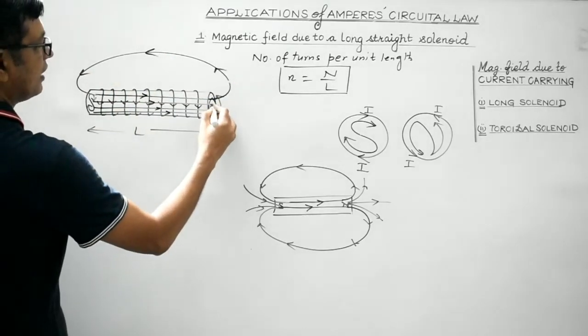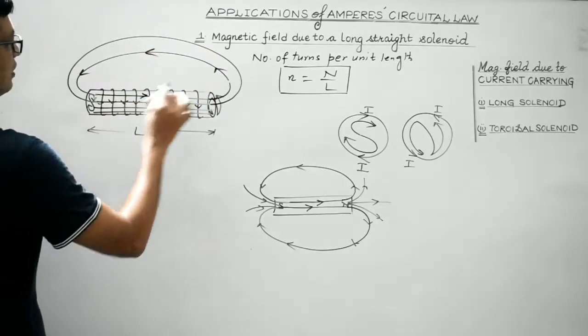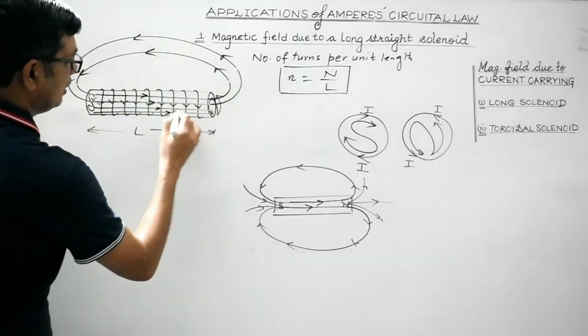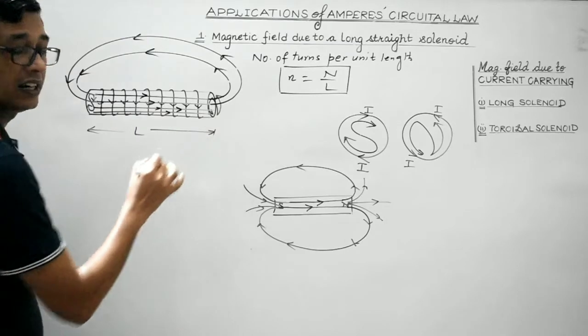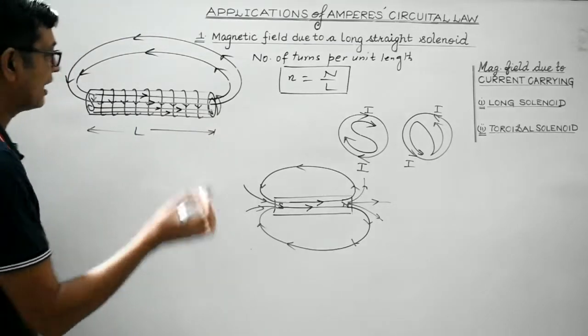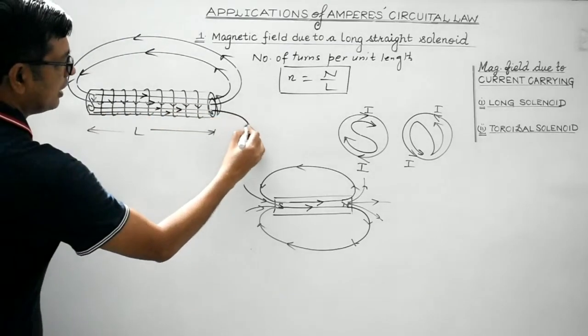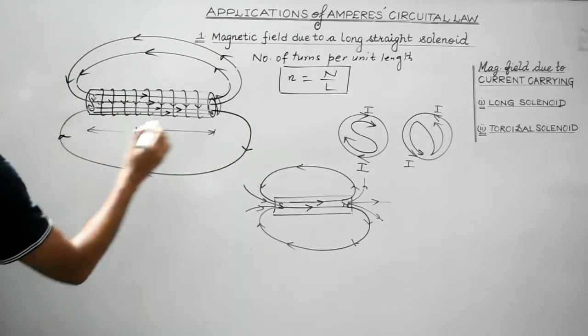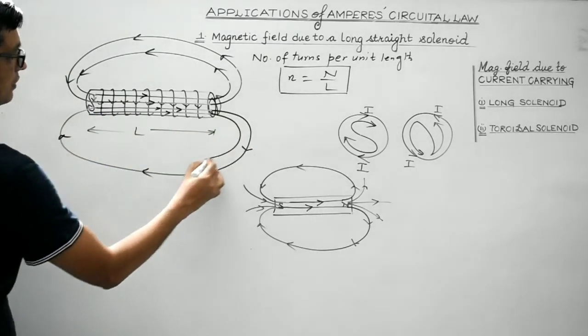Don't forget to indicate the direction, right? It should be like this. These are the magnetic field lines. Inside the body of the magnet or the current carrying solenoid, the field lines are directed from south to north, and outside it will be directed from north to south. These are the field lines.